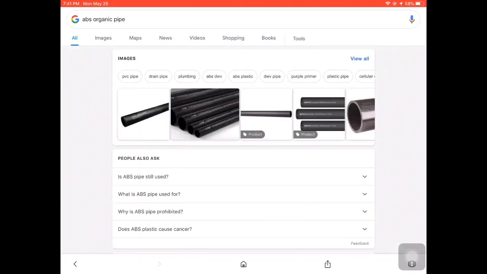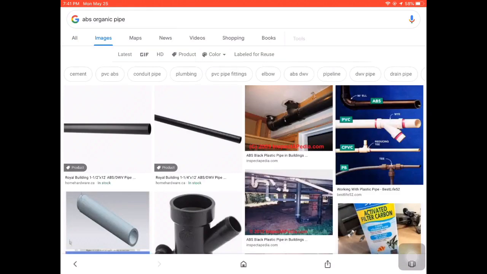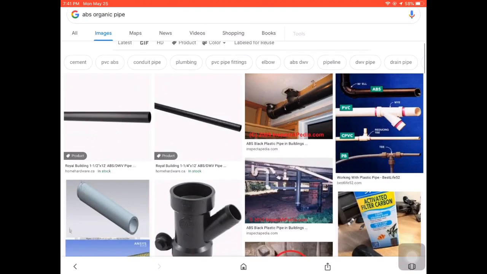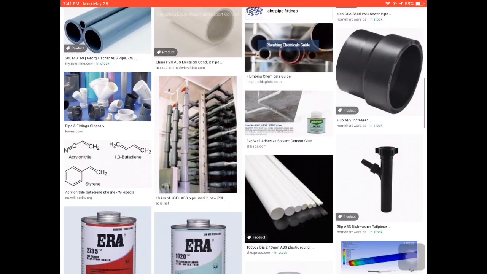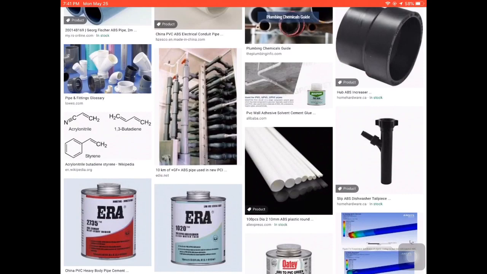And the other one that we're going to talk about in a minute is ABS pipe. ABS pipe, again, is used for all kinds of different things. It's used in plumbing. You can see it there, that picture in the middle.